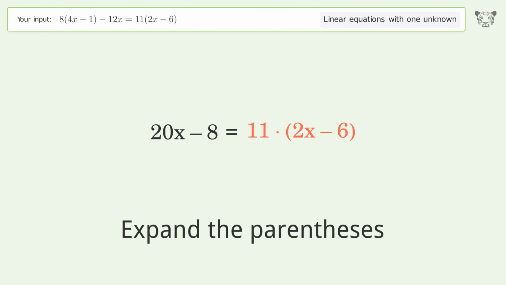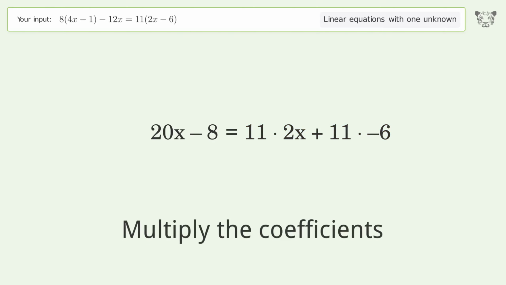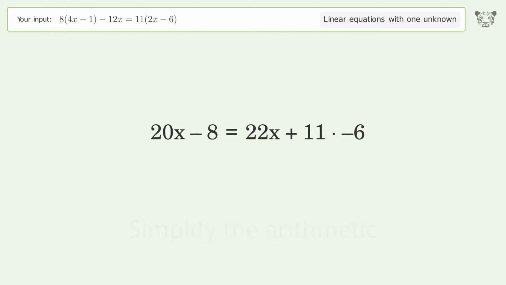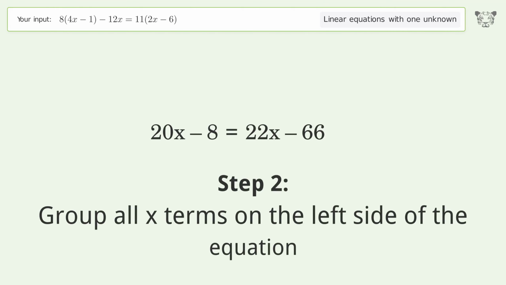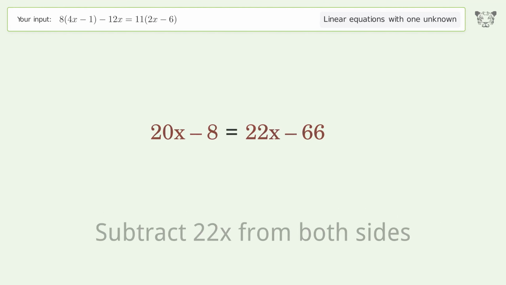Expand the parentheses. Multiply the coefficients. Simplify the arithmetic. Group all x terms on the left side of the equation. Subtract 22x from both sides.